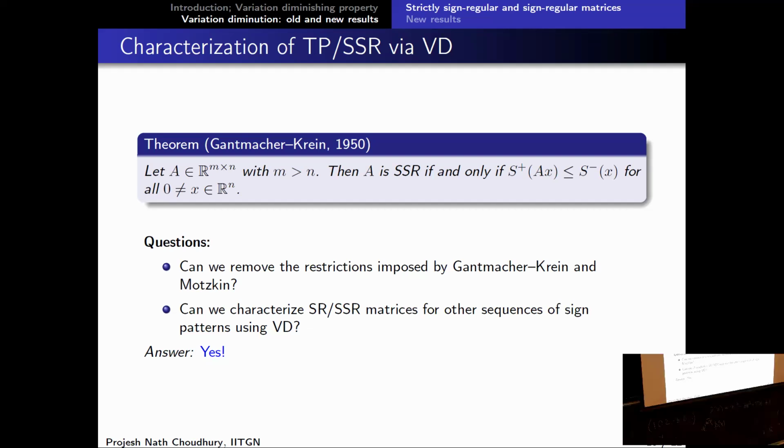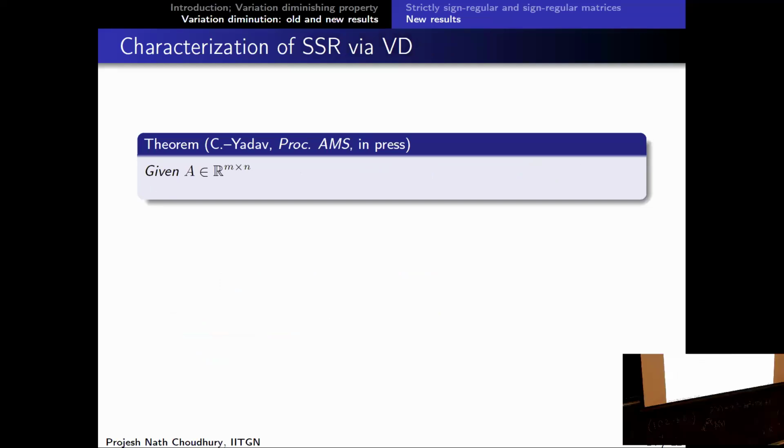In this talk, we'll see that we are able to answer these questions, with recent work with Shivangi Yadav. The first one is: suppose you take any rectangular matrix A, and if A satisfies this condition, then A is SSR. So we are able to remove the size hypothesis constraints provided by Gantmacher-Krein. Again, in this result we don't know the sign pattern of this matrix. We are only ensuring that A is SSR.